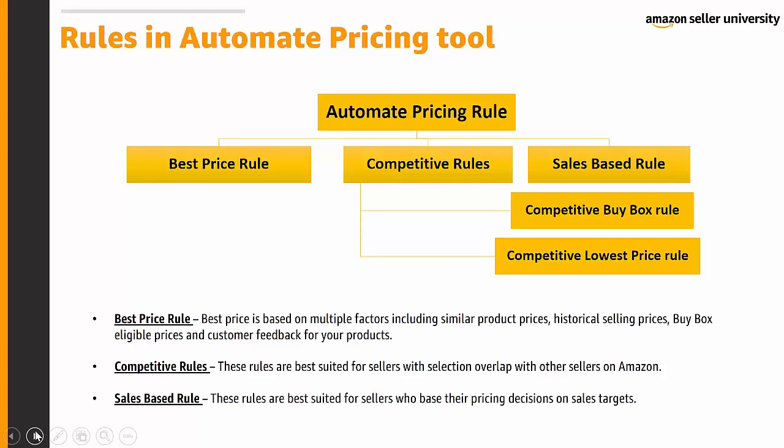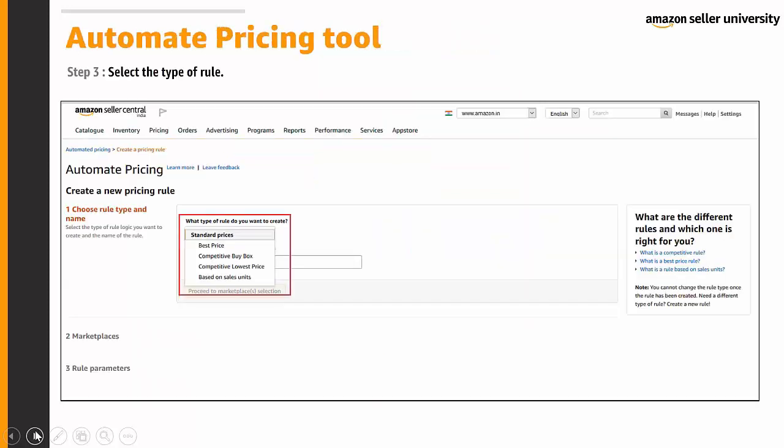Competitive rules. These rules are best suited for sellers with selection overlap with other sellers on Amazon. Sales based rules. These rules are best suited for sellers who base their pricing decisions on sales targets.